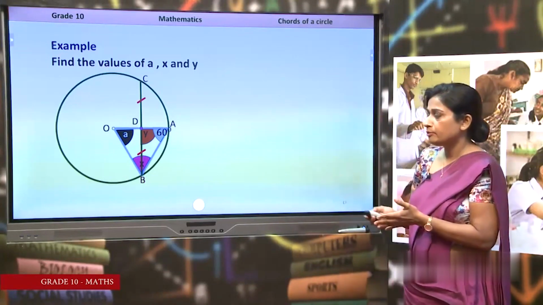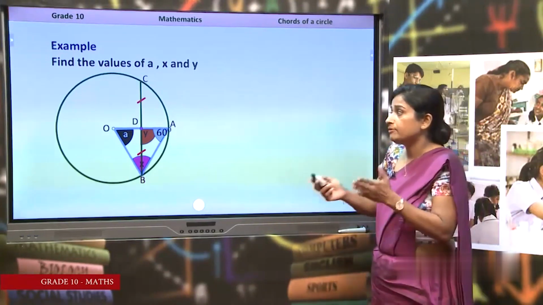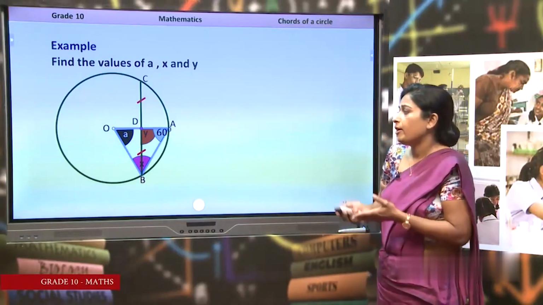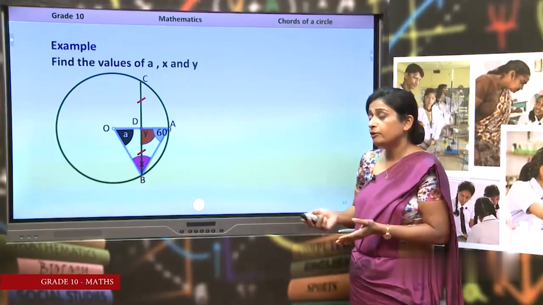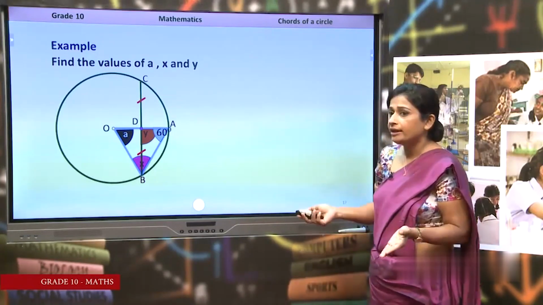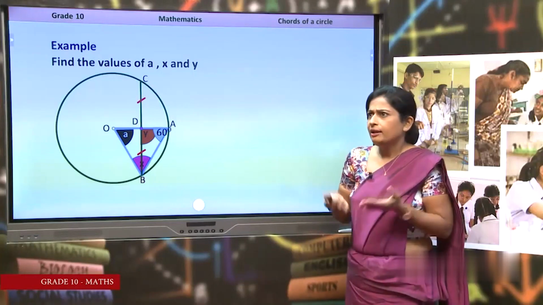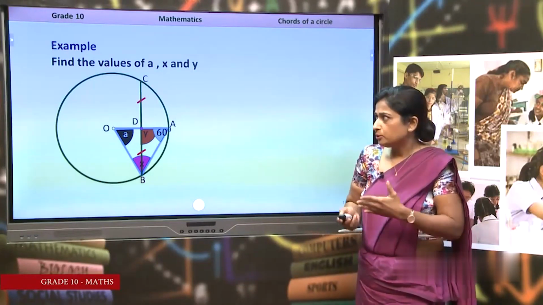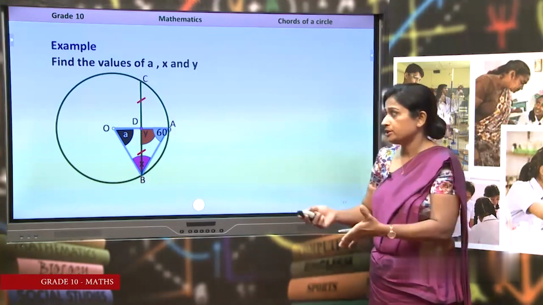Let's do this example. Look at that diagram and observe it carefully. What do we have to do here? There are several angles. We have to find the magnitude of those angles. What are those? A, X and Y. So, how do we find that? Let's see whether we can apply the theorem you learned today. We have to check whether the situation fits.